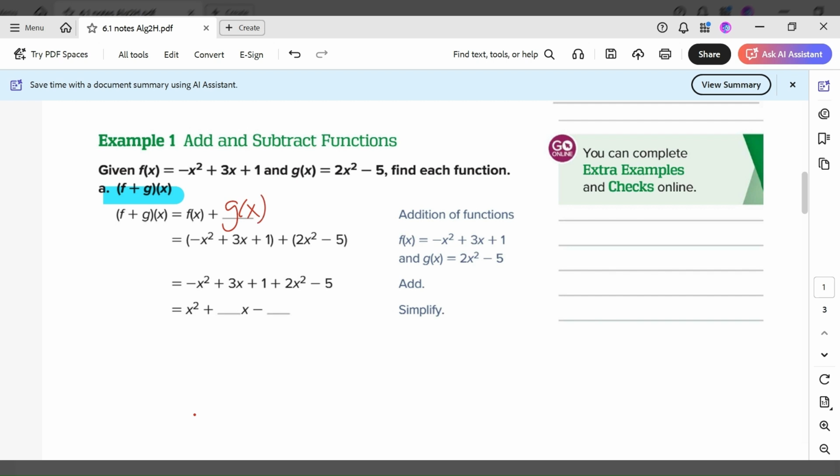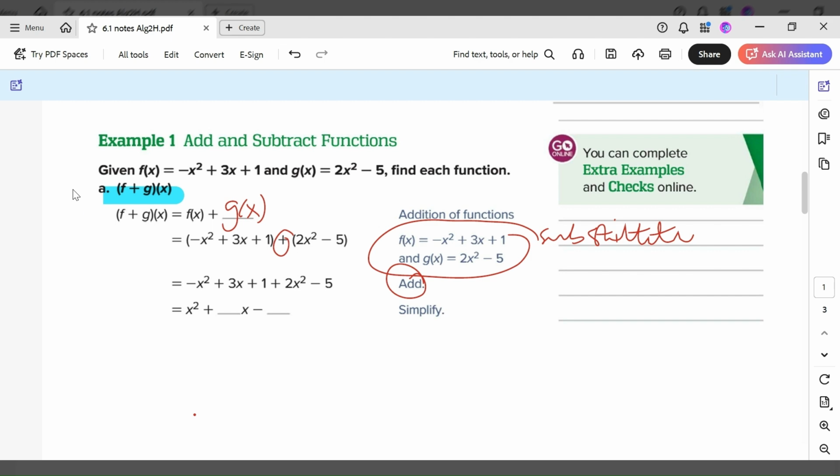So then I use substitution. This is what we did. We're substituting our values in for our pieces. So we substituted negative x squared plus 3x plus 1 for f of x and 2x squared minus 5 for the g of x. And then because we have a plus between the things, we're going to add our pieces together. So we broke everything out. So we have negative x squared plus 3x plus 1 plus 2x squared minus 5.